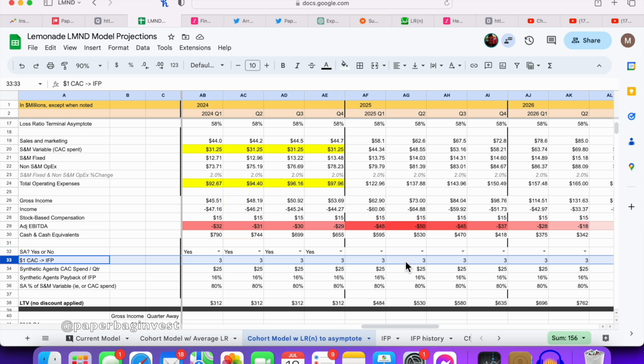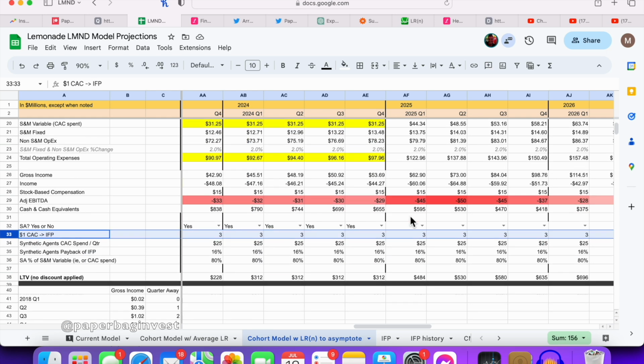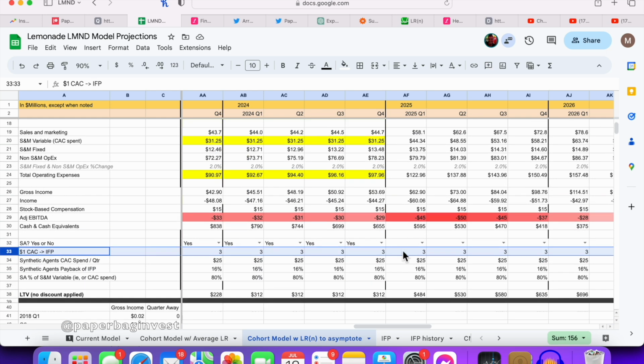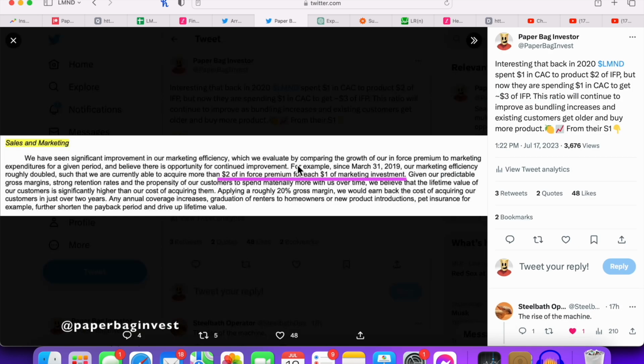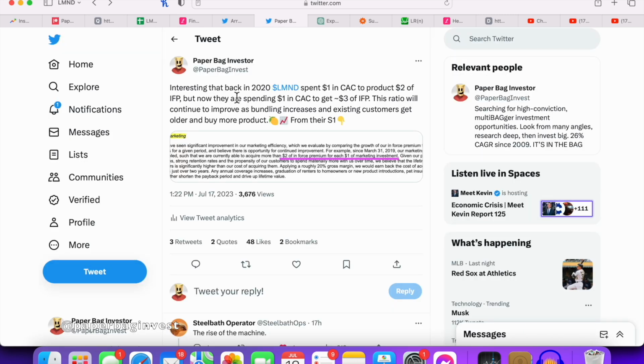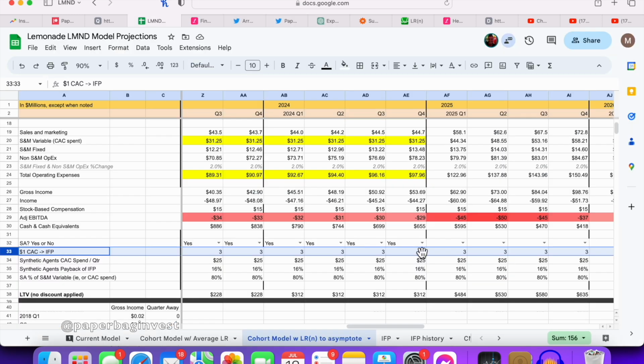So that's going to increase your top line IFP significantly with no changes in your marketing spend. So for the same amount of marketing spend, you could have a much higher ratio of IFP coming in. And it was interesting, I tweeted this out, that I read this in their S1 that back in 2020, around the time of the S1, they said they get $2 of in-force premium for $1 of marketing investment. But now, of course, that ratio is closer to 3 or even above 3. All these factors can make a big difference as to when profitability will come.